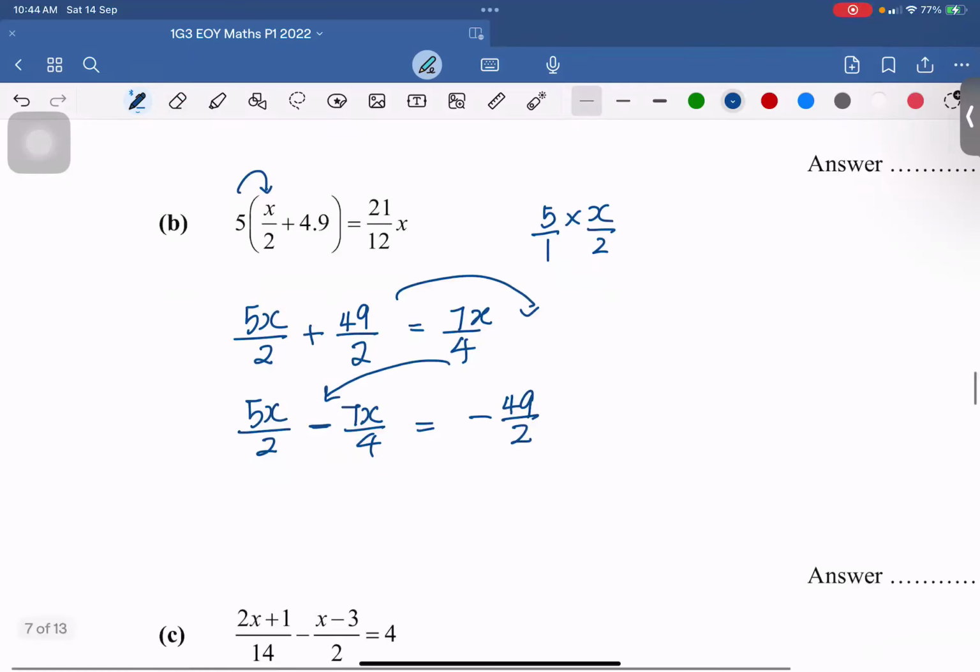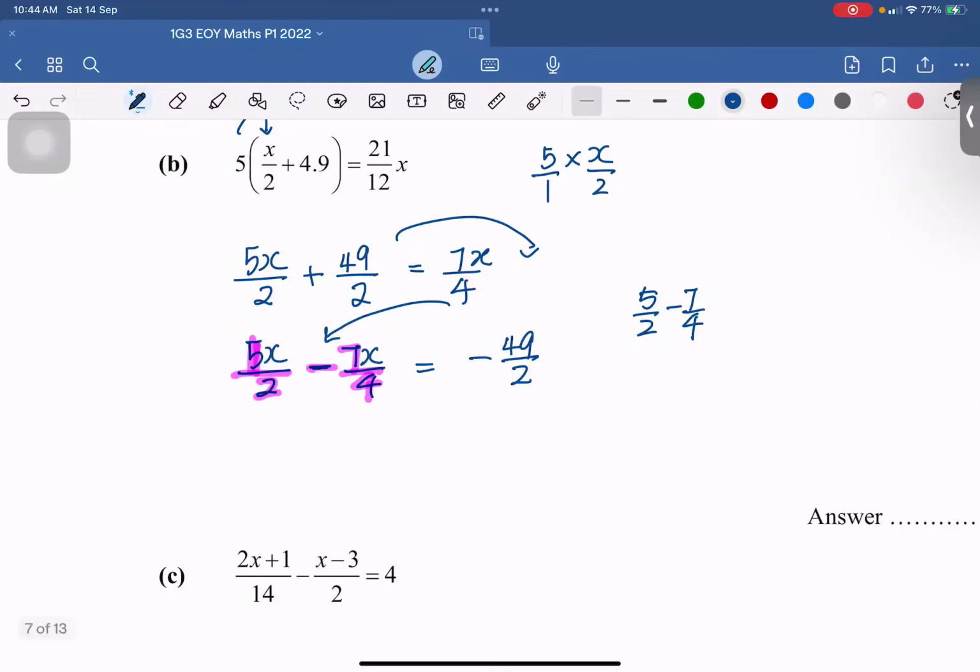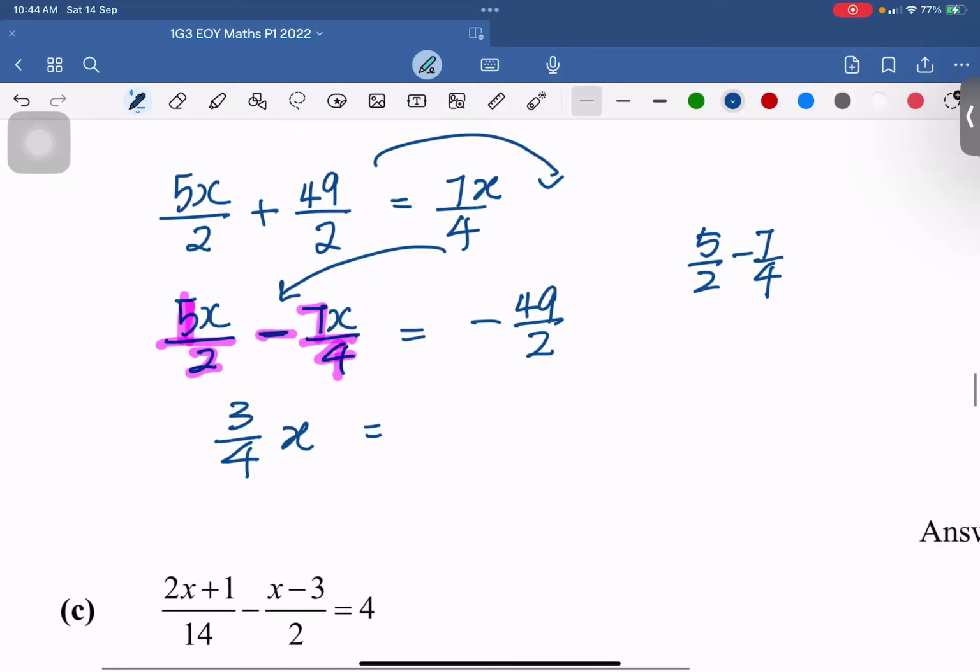Okay, then for this portion, look at the coefficient. 5 over 2 minus 7 over 4. Use your calculator. 5 over 2 minus 7 over 4. Anyone tell me what's 5 over 2 minus 7 over 4? Oh. 3 over 4, letter x. 3 over 4 units of x equals to negative 49 over 2.